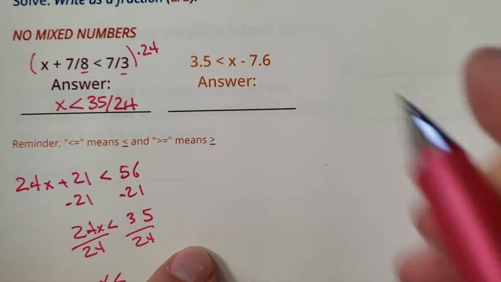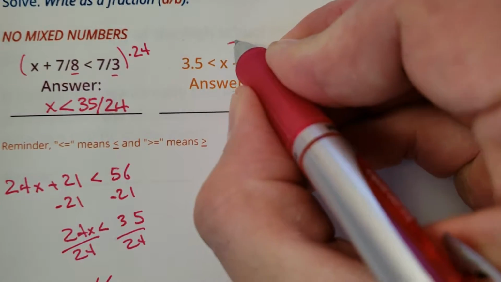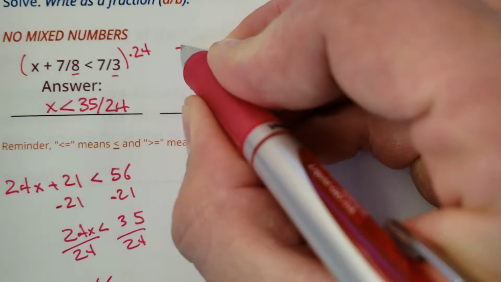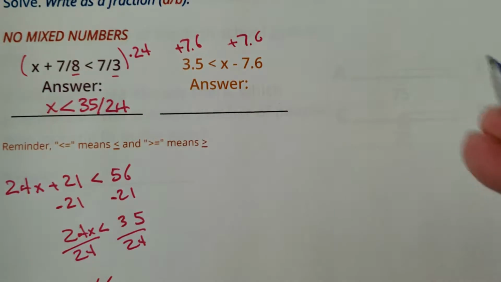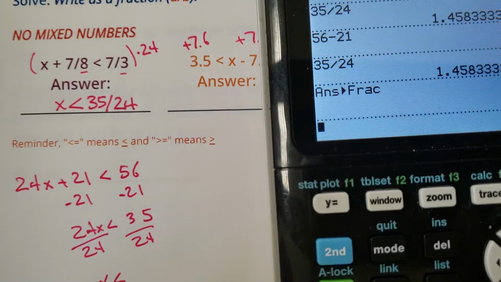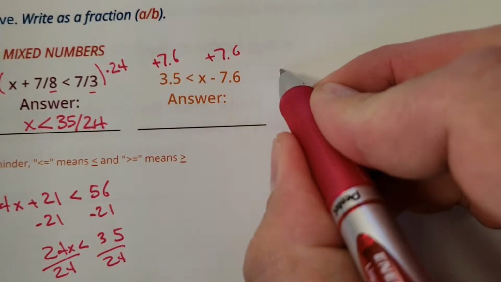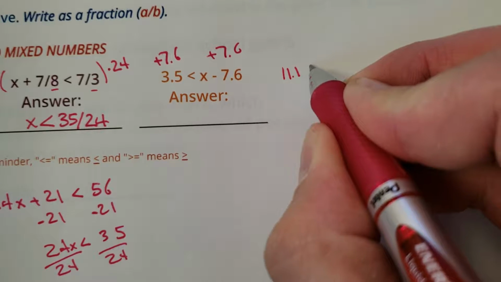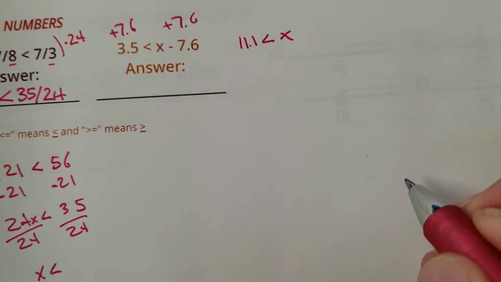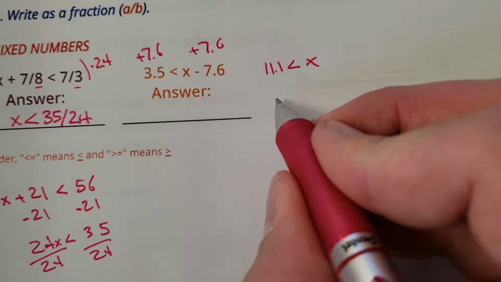Decimals, they're not that bad. We don't need to make these things look pretty. I'm just going to add 7.6 to both sides, add 7.6 to both sides. Now watch me do a little trick after I do my math on the calculator. Oh, I'm a bad math teacher. 1.1 is going to be less than x, and I totally forgot to do the trick.